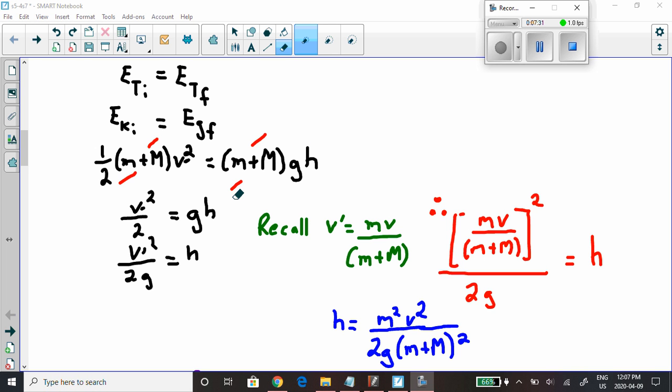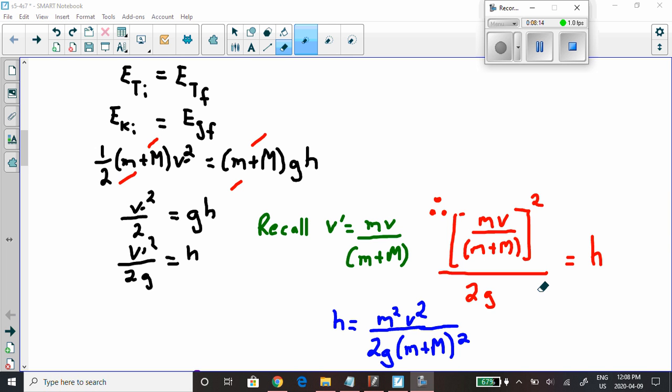Well, look, kids, the mass term on each side cancels out. So we're left with v prime squared over 2 and g h over here. I divide each side by g, and I get that the height is v prime squared all over 2g. But remember, I have an expression that I calculated in part B, that v prime is the mass of the bullet times the speed of the bullet before it collides with the wood, all over the mass of the system. So I'm going to plug that in for v prime, and that's what I've done there.